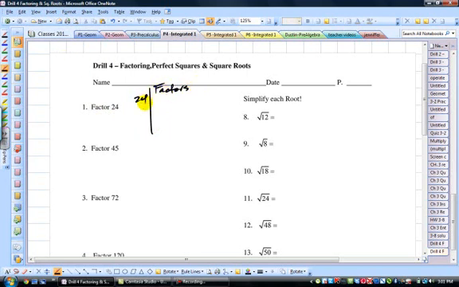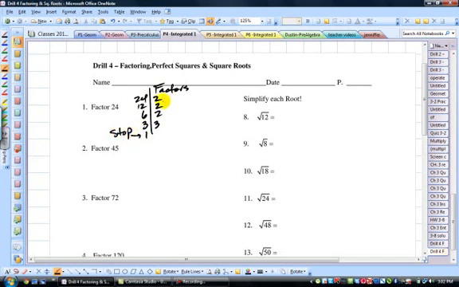Anytime you see an even number, divide by 2, that's your smallest prime number. 24 divided by 2 is 12. Divided by 2 is 6. Anytime you see these even numbers, always divide by 2. 6 divided by 2 is 3, but 3 is not even, so divide by itself because it's prime. And when you get to 1 here, you stop. Stop when you get to 1.